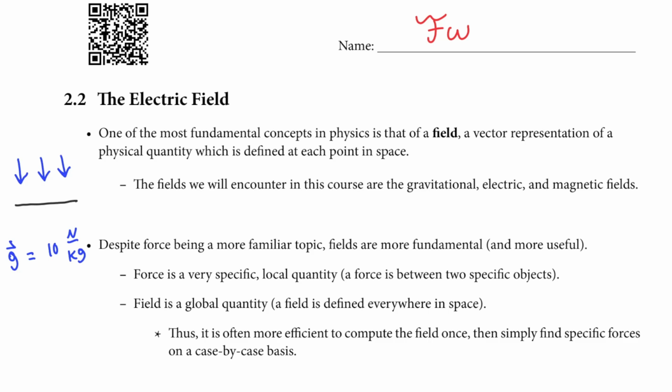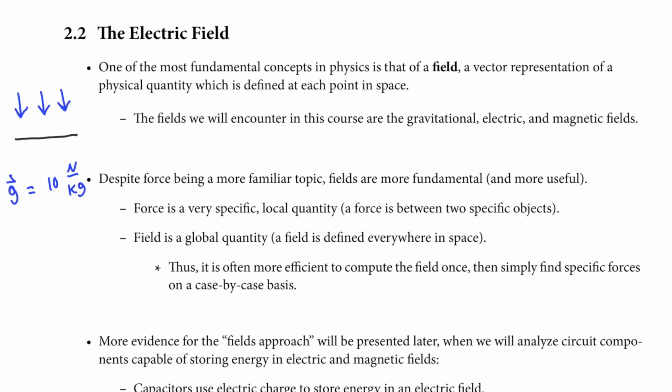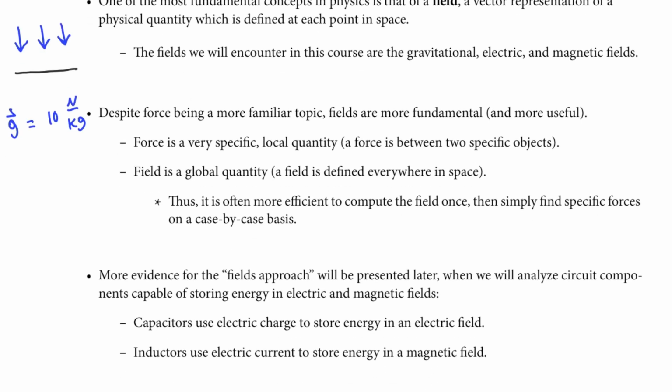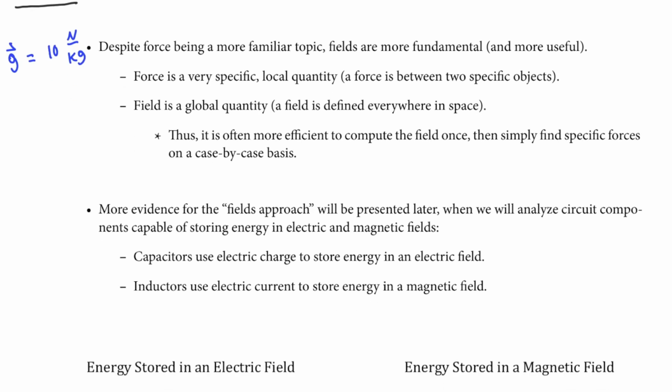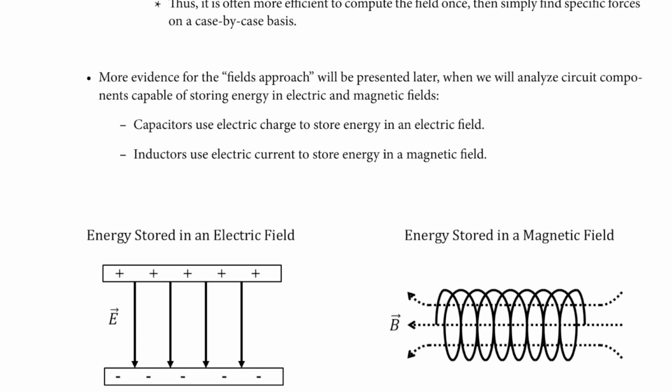Now, this is not a really interesting field because near the surface of the Earth it's constant, but the fields we'll look at in here are going to be changing at different points. So we might have seen different examples of a changing gravitational field when looking at gravity inside a planet or far from the surface. So despite the fact that force is definitely familiar, fields are more fundamental because a force is just between two specific objects, whereas a field exists regardless of other objects. So if we're looking at the force on multiple things, it might be helpful just to calculate the field once and calculate forces as we need.